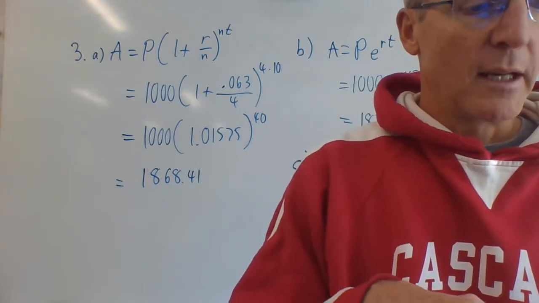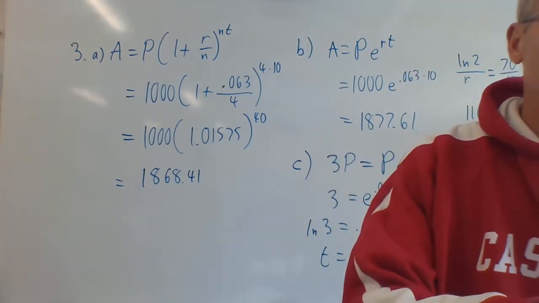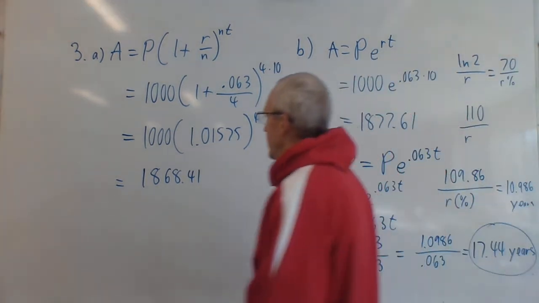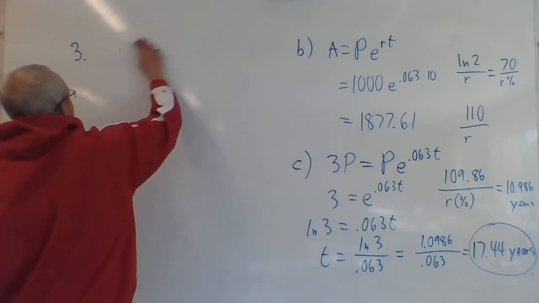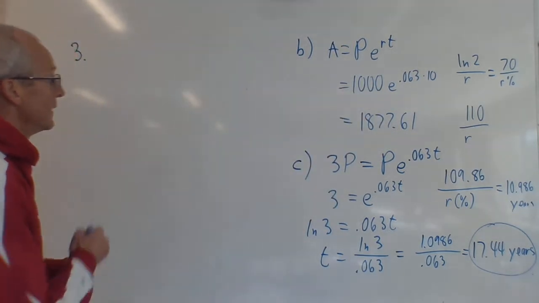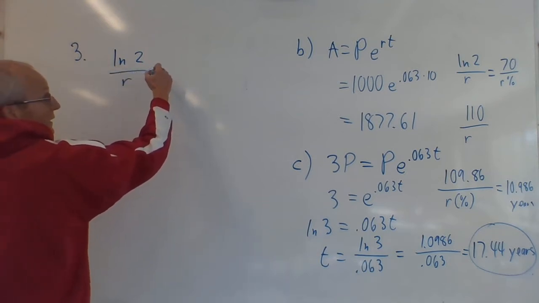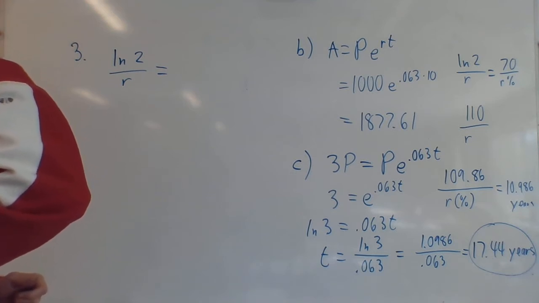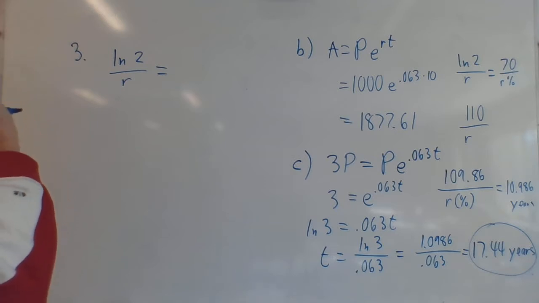Now part D says, what interest rate is needed to double your money in 8 years with continuous compounding? Okay, so this is a little bit different. We want to double our money in 8 years. Now we're going to solve for R. Okay, so a slightly different problem. So doubling our money, we can use the formula I just worked out.